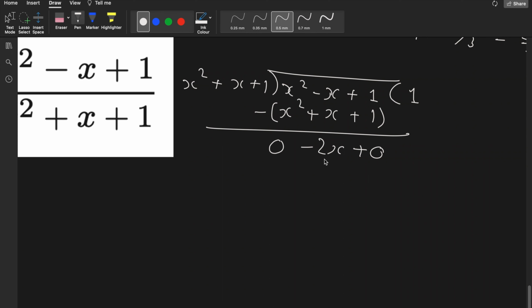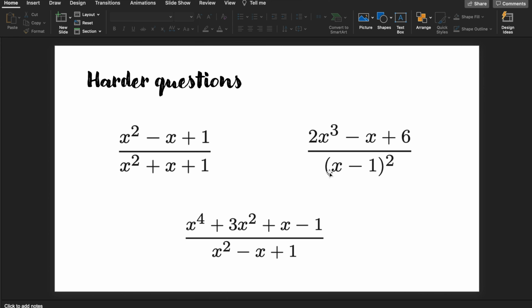It's not necessary that we always get a constant as the remainder. We can always get functions of degree 1, degree 2, anything. So let's write this in the proper form. This would be 1 times x squared plus x plus 1 minus 2x. This would give us the dividend, also known as the polynomial. Now let's do the next example.